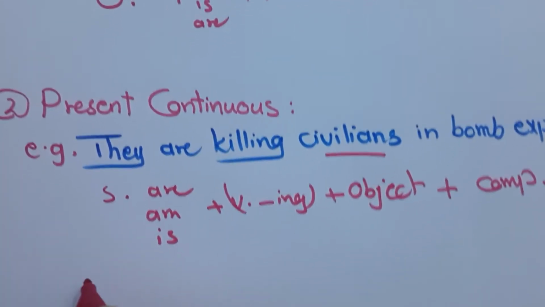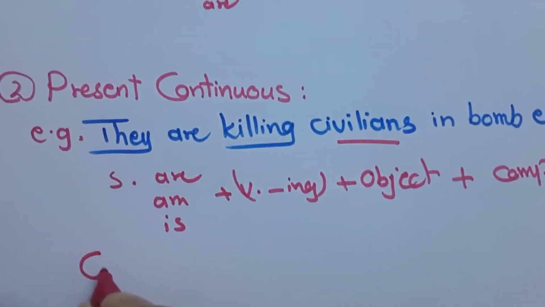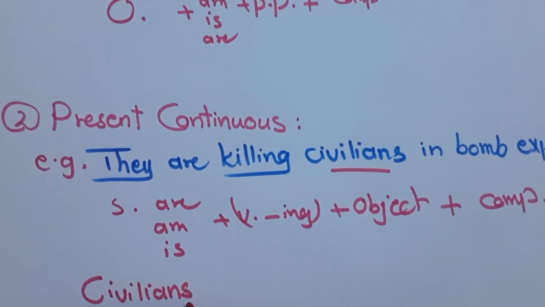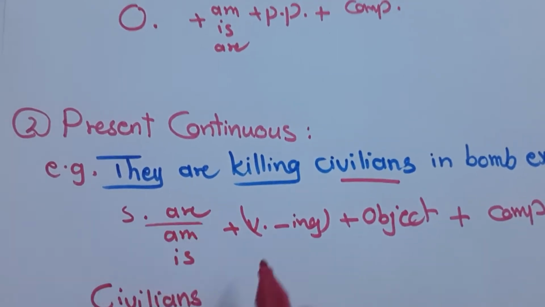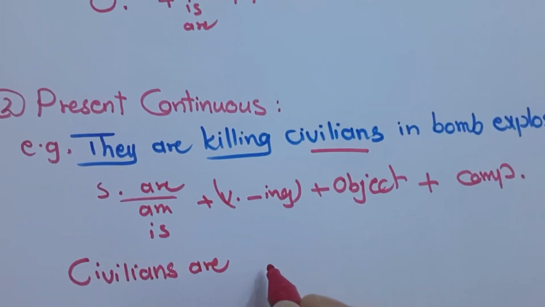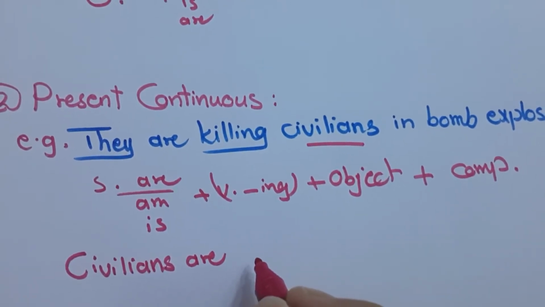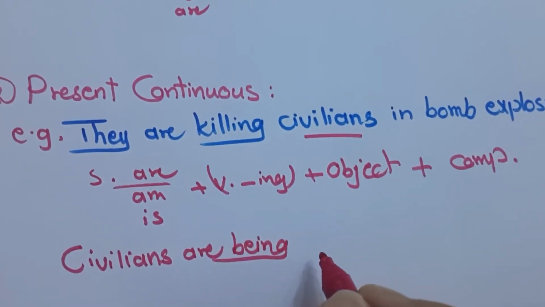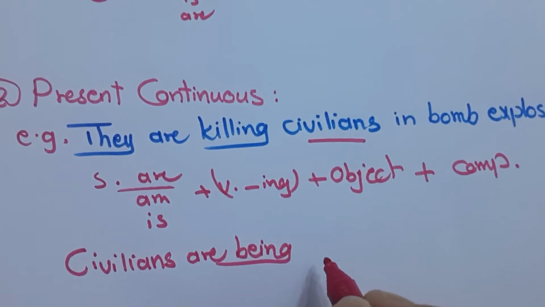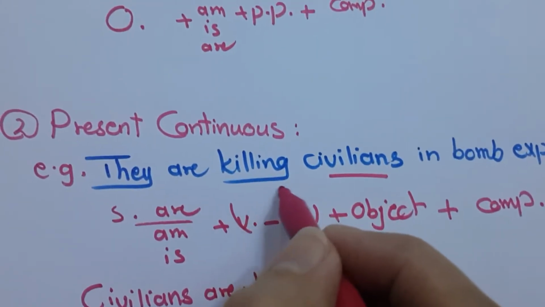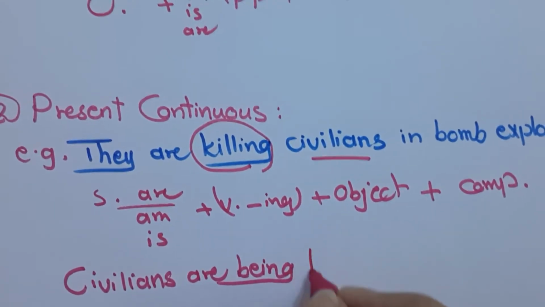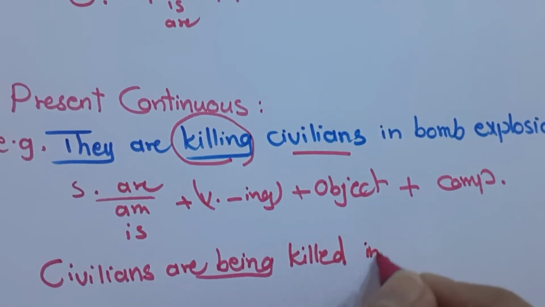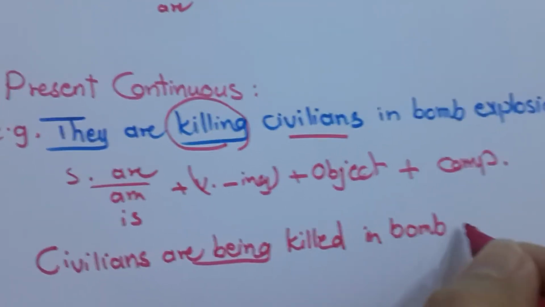We put what? The object at the beginning of the new sentence. Civilians, plural. So we take are. To be verbs here, to express the continuous, we use being to show that the sentence was in the continuous. Being what? You have this, killing. Take the past participle of it: are being killed in bomb explosions.